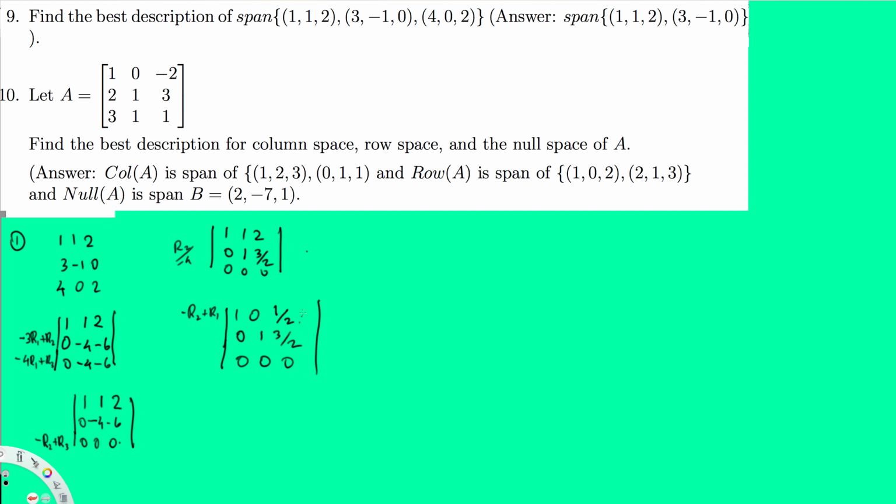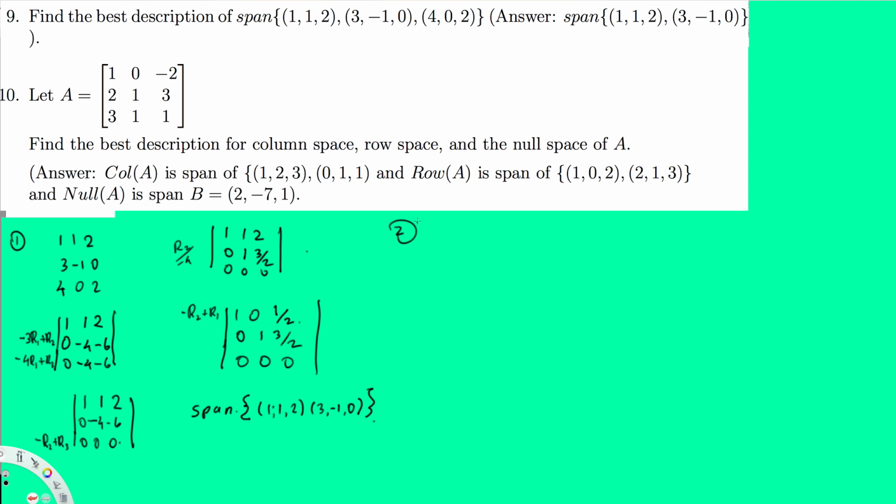So from this one we can answer the question. The question is asking for the best description of the span. The final answer is going to be the span of the first two vectors, because the third is linearly dependent and the first two are linearly independent. So we have to write the first two. That's going to be the best description. The first two are (1, 1, 2) and (3, -1, 0). So those are the linearly independent vectors, and that's the answer for the first question.